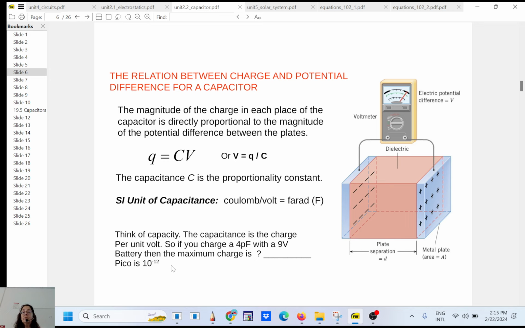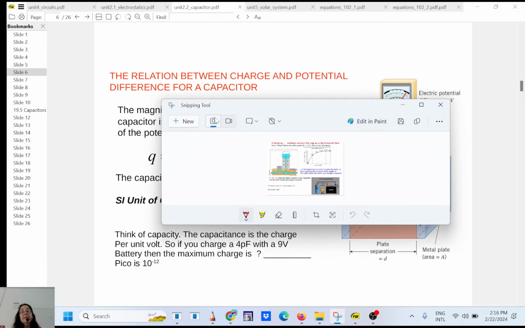So for example, let's do a very simple application. If you have a capacitor of 4 picofarad, and pico means 10 to the negative 12, and a voltage of 9 volts, can you find the charge? Three... 3.6 times 10 to the negative 11. Did you all find that?